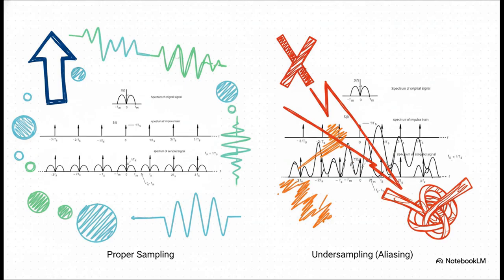On the left, you've got proper sampling. See how the copies of the spectrum are cleanly separated? But on the right, that's what happens when you undersample. Notice how all the copies are just crammed together, overlapping and interfering with each other? That messy overlap, that is aliasing. And it means your original signal is now impossible to get back.